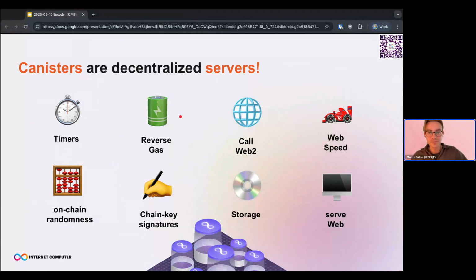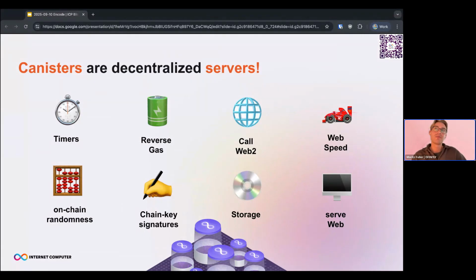Then we also have the opportunity to call into Web2 instances or servers, and that feature is called HTTP outcalls. And that's pretty cool because it allows you to, for example, call an exchange rate service to fetch the current Bitcoin price to build an oracle, or it also allows you to talk to, let's say, an RPC provider, for example, for an EVM chain to get information about the state of the chain or to submit maybe a transaction to that chain. We're going to talk about this in a little bit.